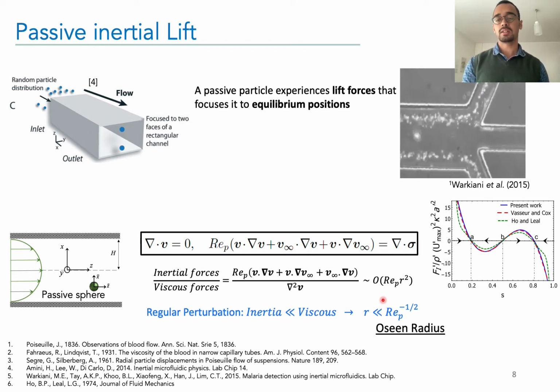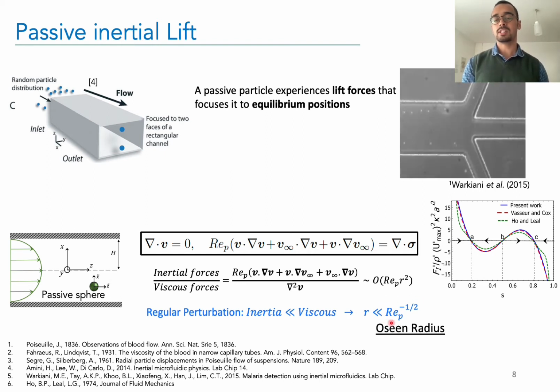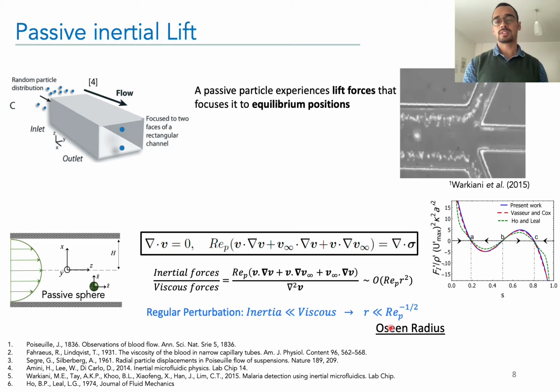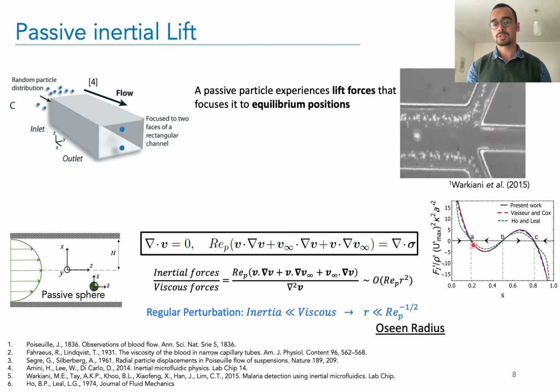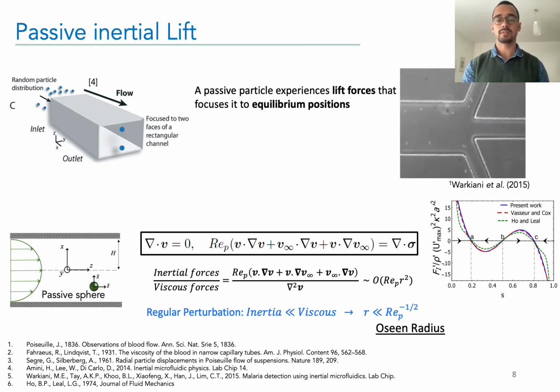The domain cannot be larger than this Oseen radius. If we follow this constraint, we can use the regular perturbation analysis. That's what we do, and we use the reciprocal theorem to find the lift force. We have plotted that here with the channel width, and we see that the equilibrium force vanishes at 3 locations. In this video, we don't see the central equilibrium position because it's unstable, as the positive slope identifies.